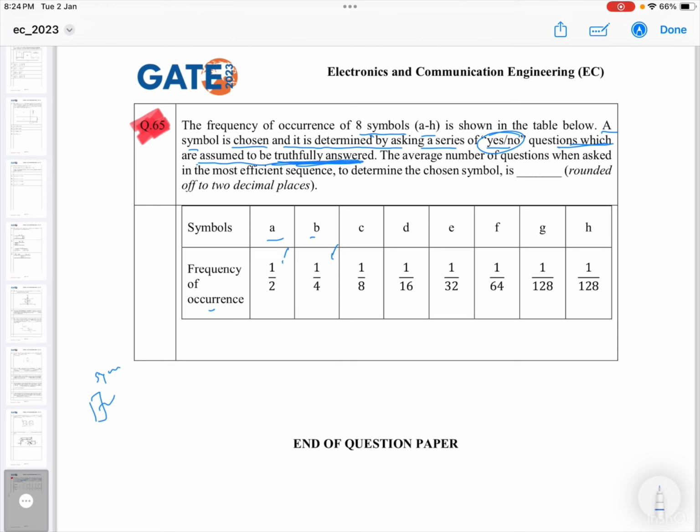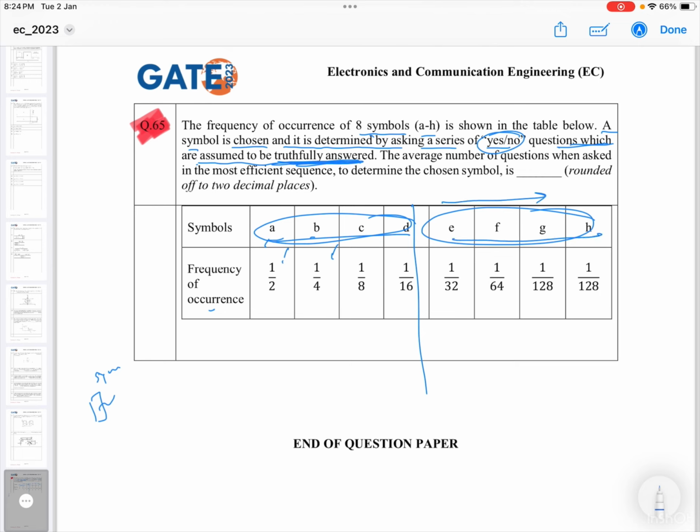If you ask whether the given symbol is from A to D or E to H, your question could be whether this symbol belongs to this part or this part, right? So that person will tell you a correct answer. He will tell you, right, it belongs to the right side. So you will be neglecting this part, and your search will be in this part, right? So that is what it means here in the question, that a symbol is chosen, and it is determined by asking a series of yes or no questions, which are assumed to be truthfully answered.